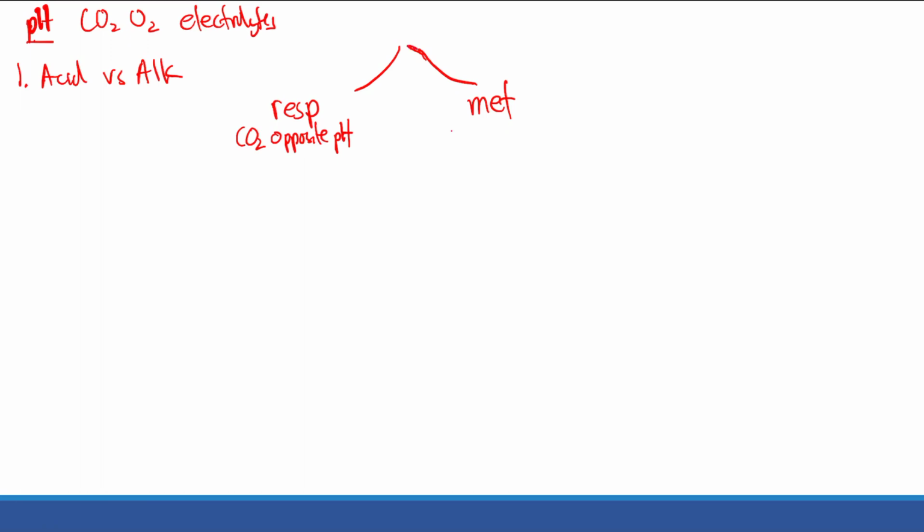And in a metabolic problem, the CO2 goes in the same direction. So if you have an increased CO2 and an increased pH, first of all, they're in the same direction, so it's a metabolic problem, and your pH is increased, so you know that's a metabolic alkalosis. So very easy.